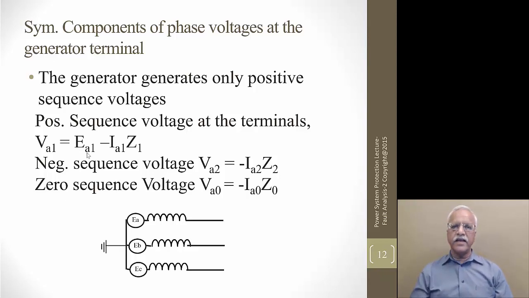But when you look at the negative and zero sequence, we are not generating negative sequence voltages or negative sequence current, because the generator is rotating only in the counterclockwise direction, and it is a balanced three-phase voltage just like a positive sequence. So it does not have negative sequence. So the generated voltage is 0 for negative and zero sequence. Because you have sequence currents flowing through these impedances, I get a voltage drop of minus IA2 Z2 and minus IA0 Z0.